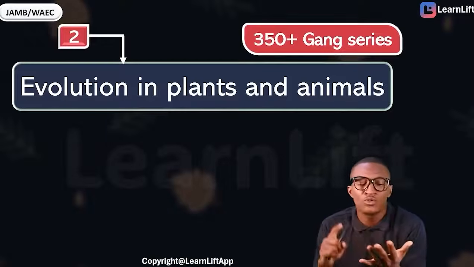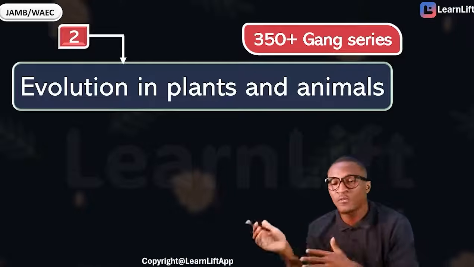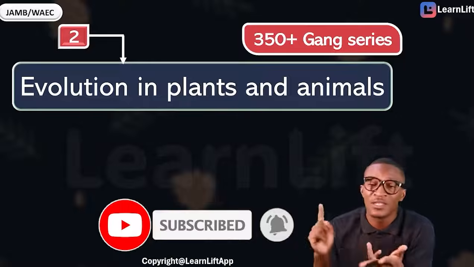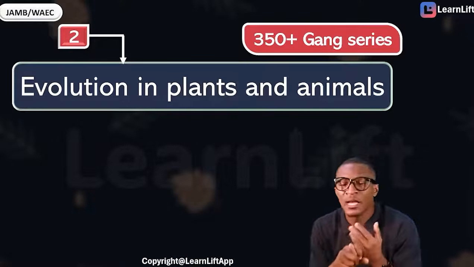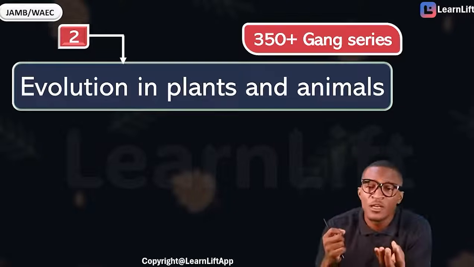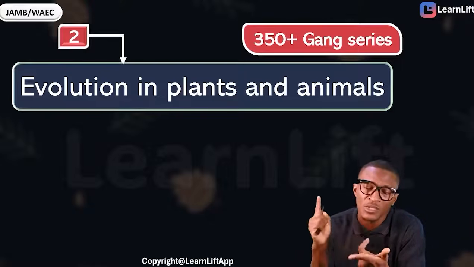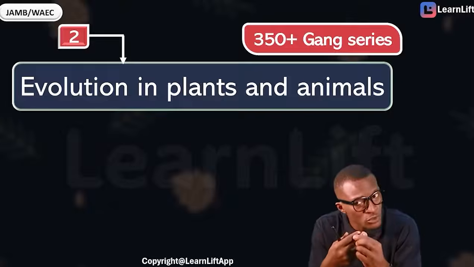Under evolution of plants and animals, we're going to talk about everything about plants, your divisions of plants: schizophyta, thallophyta, bryophyta, pteridophyta, spermatophyta, your angiosperms and your gymnosperms. Under animals, we talk about your vertebrates and your invertebrates. Under your invertebrates, we talk about protozoa, coelenterata, platyhelminthes, nematoda, annelida, mollusca, echinodermata, arthropods. Are you seeing that?